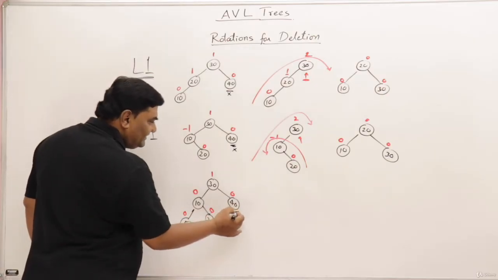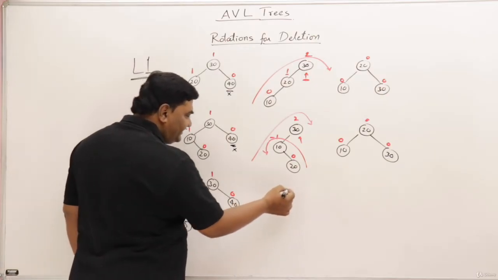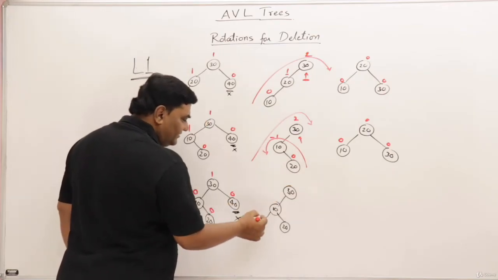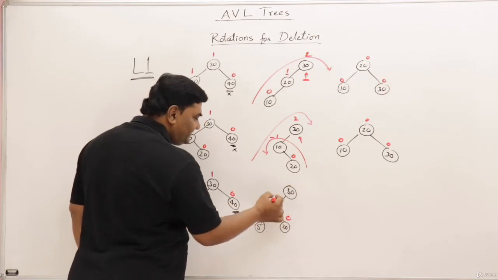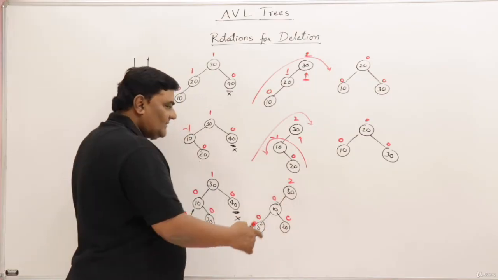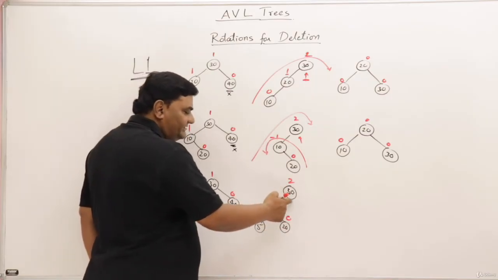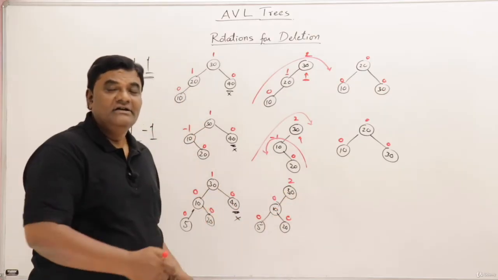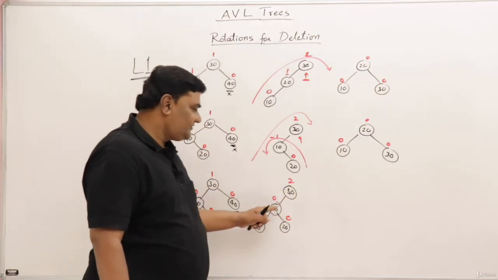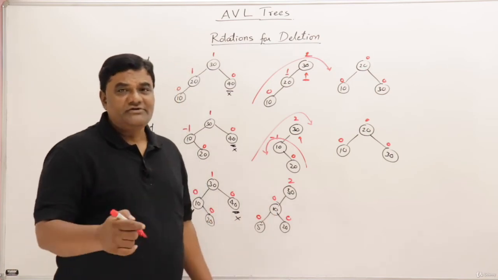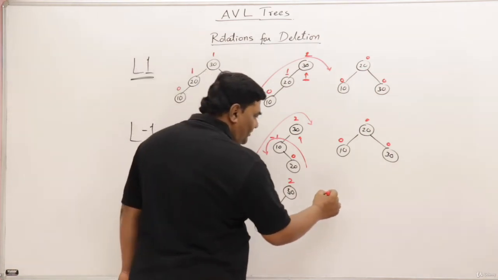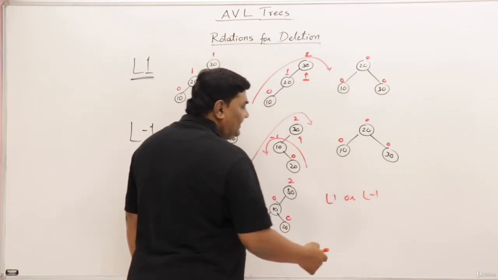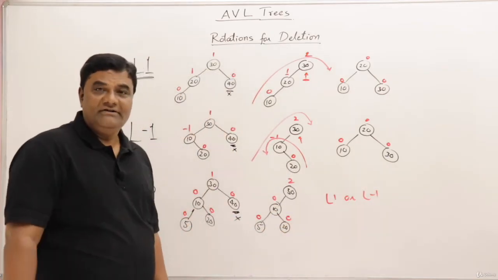From this, again we'll delete this node 40. After deletion, the tree looks like this. This is the tree after deletion. Balance factors are 0, 0, 0, and this is 2. Now this node became imbalanced because of deletion from the right side, so it is left side heavy. What is the balance factor of its left child? This is 0. Which rotation can I perform? I can perform either L1 or L minus 1. Any one rotation you can perform, you have a choice here.